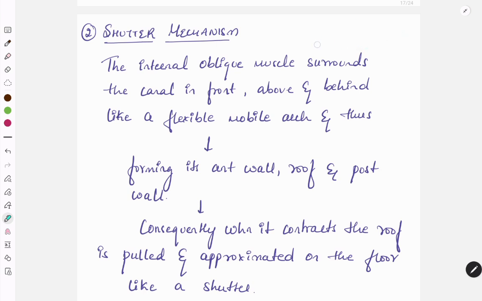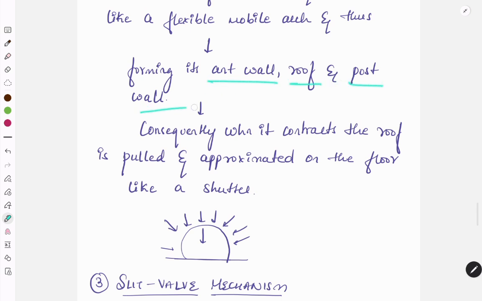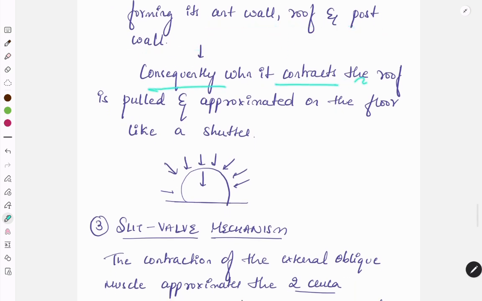Now what happens is that when this muscle contracts, it is like a shutter mechanism. The roof comes down like this. Have you seen street shops, when they are closing, they put the shutter down like this and lock it here? That is nothing but your shutter. That is why we call it the shutter mechanism. And who is acting as a shutter in this? Your internal oblique muscle. It surrounds the canal in the front, above and behind like a flexible mobile arc, thus forming its anterior wall, roof and the posterior wall. Consequently, when it contracts, the roof is pulled and approximated on the floor like a shutter.